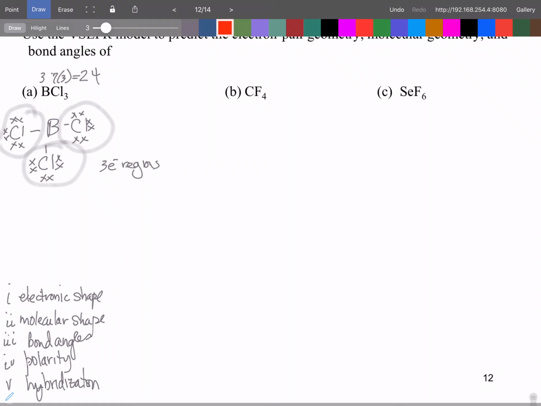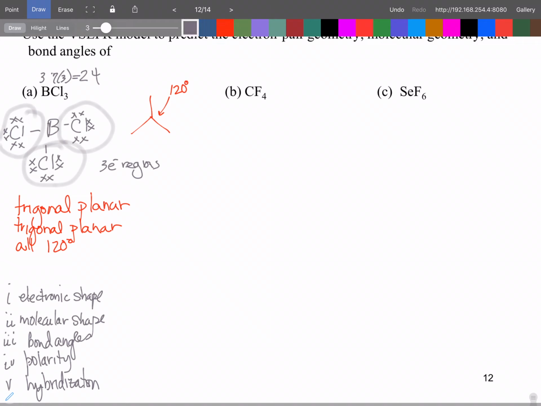Okay, so now let's start answering the questions. Electronic shape with 3 regions is trigonal planar. Since all of the electron regions are bonding and there are no non-bonding, the molecular shape is trigonal planar. Since all the bonds are the same, all the angles are 120 degrees. If you wanted to draw it in, you could draw it like this. Okay? So we're good on that one. Let's go to the next one.